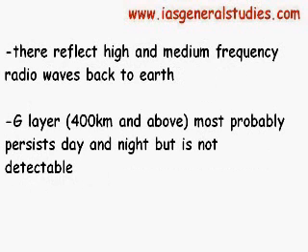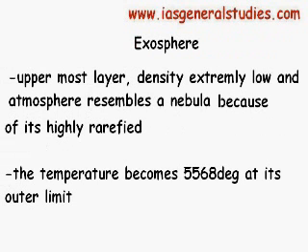Next comes the G layer, and it is from 400 kilometer and above. Most probably it persists day and night, but it is not detectable. Is it clear? Okay, fine. Next comes the exosphere. The uppermost layer, density extremely low, and the atmosphere resembles a nebula because it is highly rarefied, and the temperature becomes 5568 degrees at its outer limit.